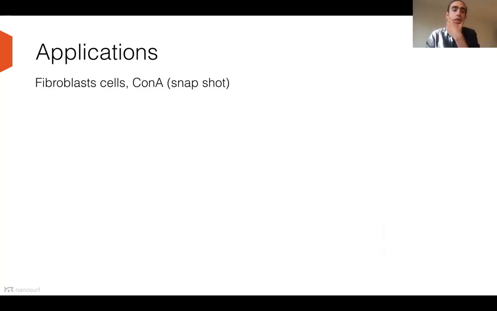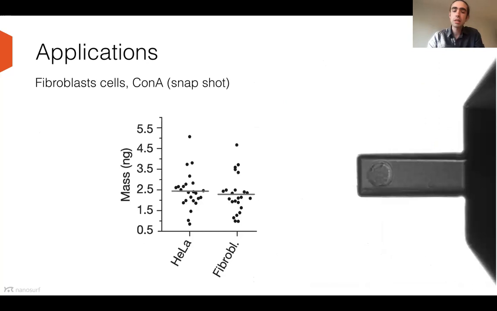Now, what can be done as well is not just short-term and long-term measurements. We can also do snapshot measurements, that is to look at a distribution of masses. So you just measure different masses, for instance, here of HeLa cells and fibroblasts. And you would see here a fibroblast being attached to a cantilever. You would see that the population average is just smaller for the fibroblasts, and also that the distribution is slightly different than that of the HeLa cells, indicating that the fibroblasts are a little smaller on average than your ordinary HeLa cell.